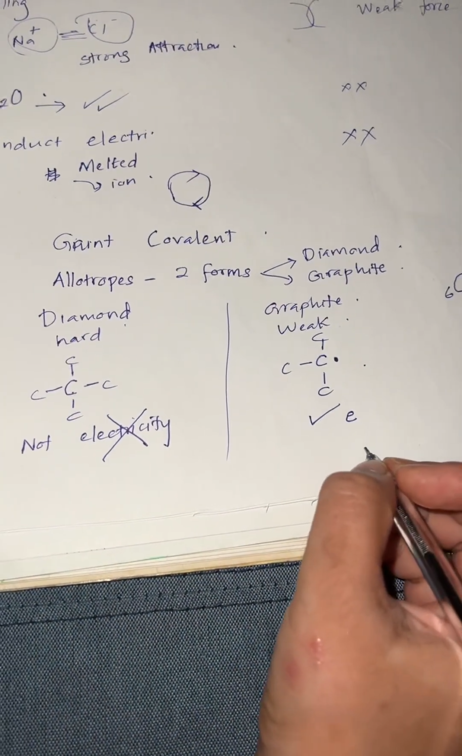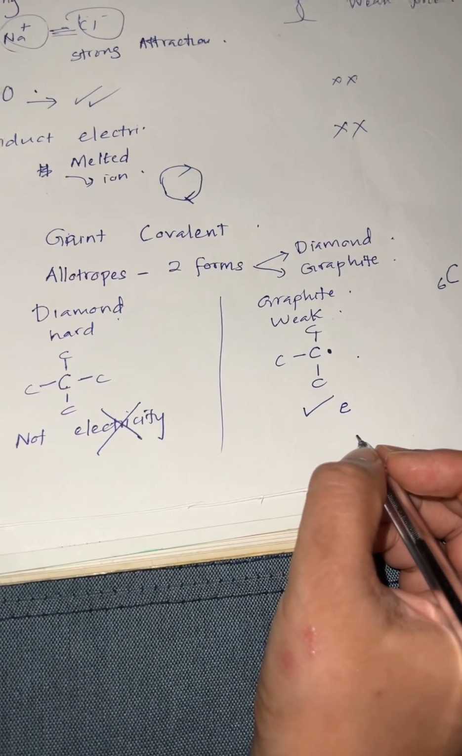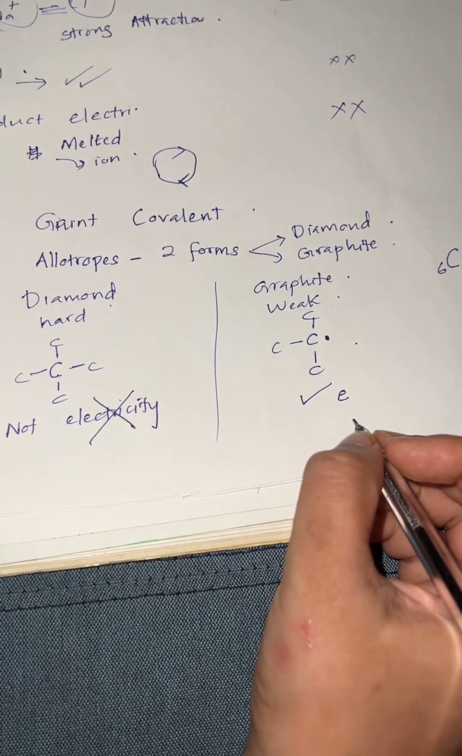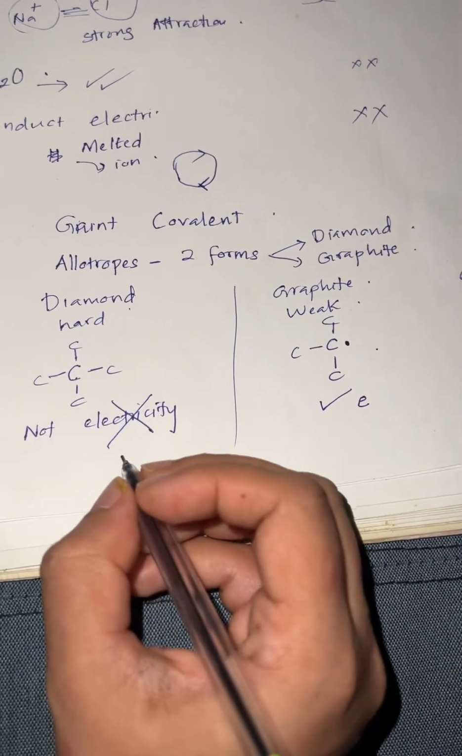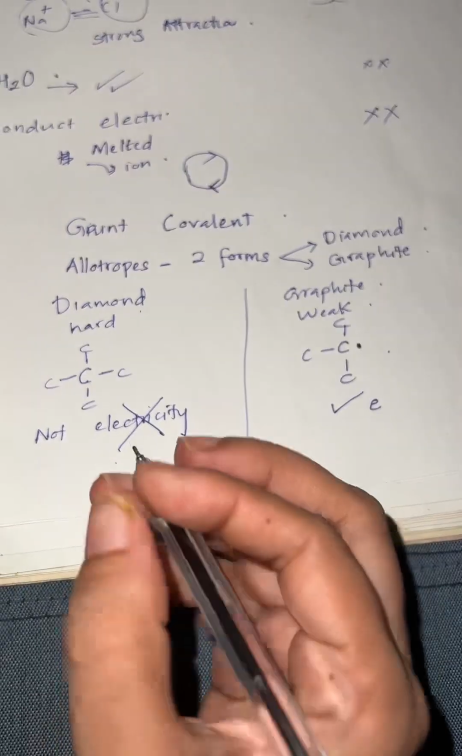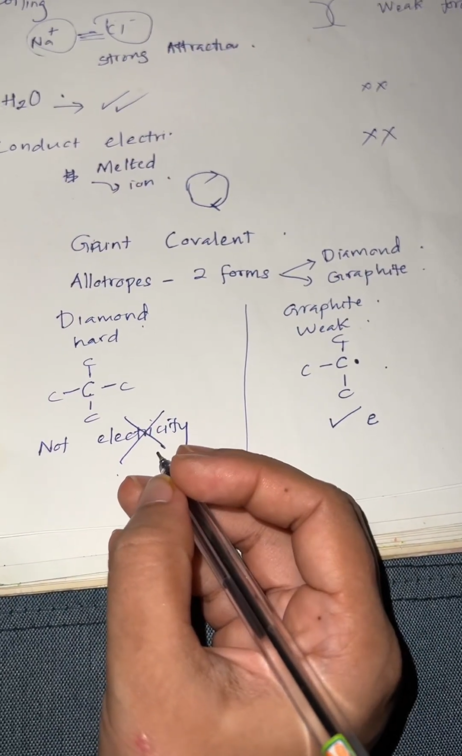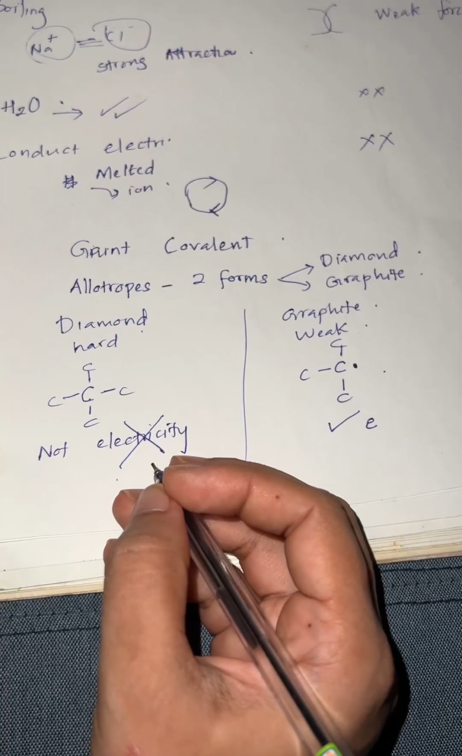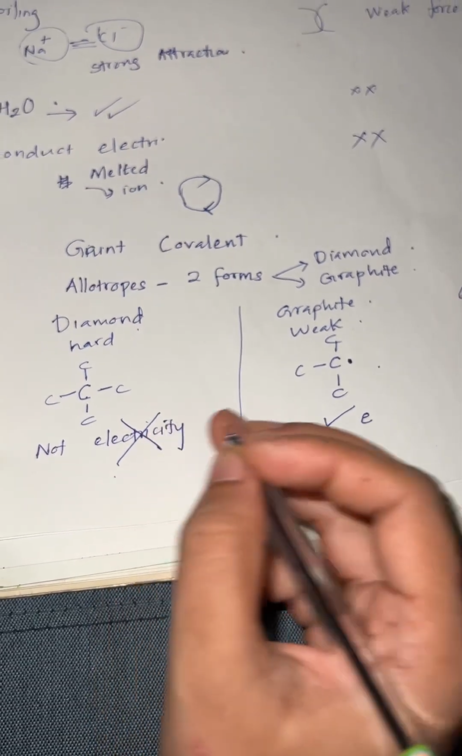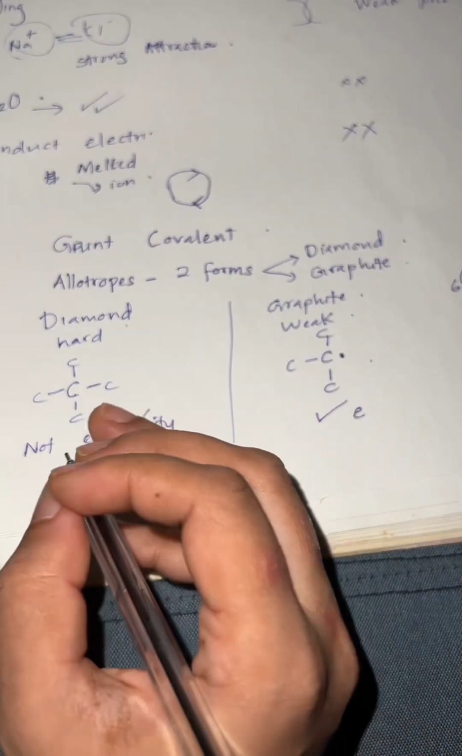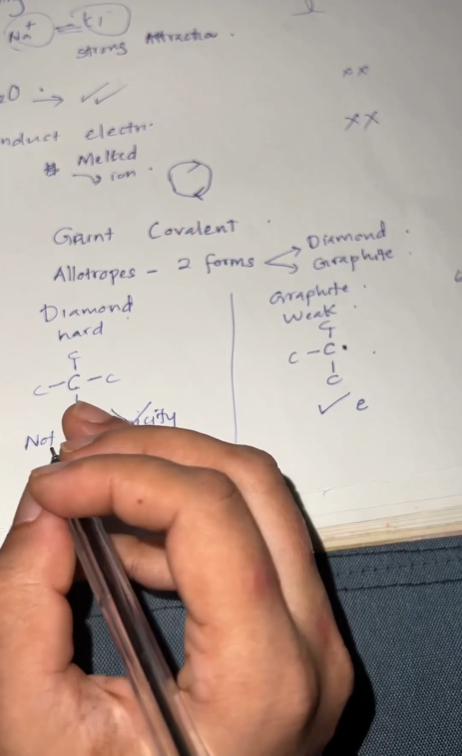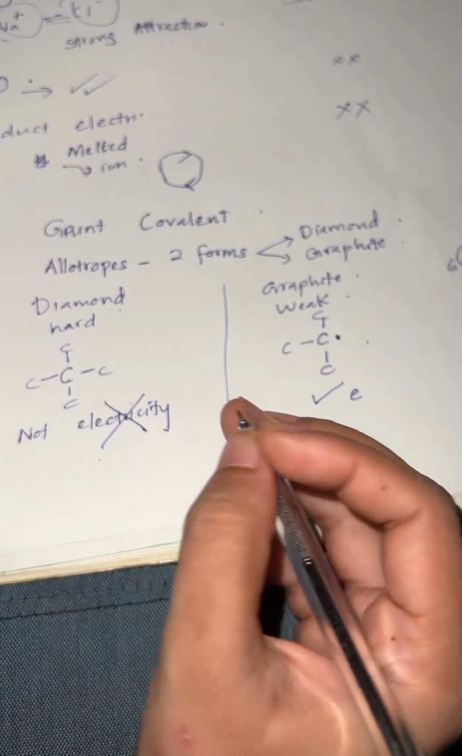Graphite is found in pencils, right? Pencil point is made up of carbon, graphite, yeah. And diamond is used in some jewelry, right? You know what diamond is? Very expensive and very hard. So both of them have a giant covalent structure and they have high melting and boiling points.